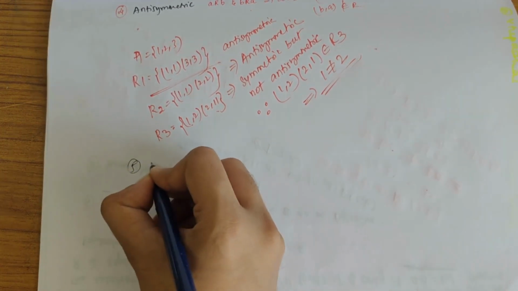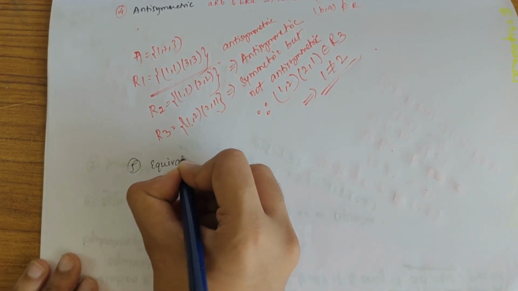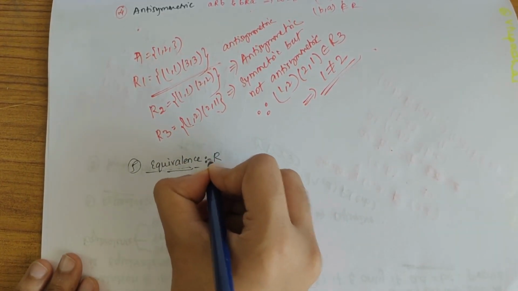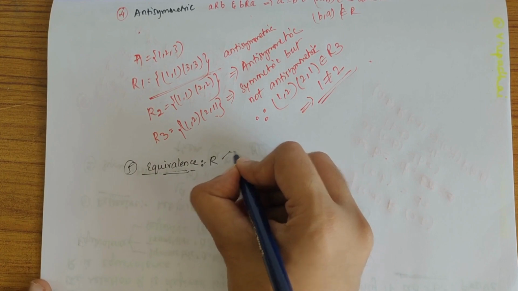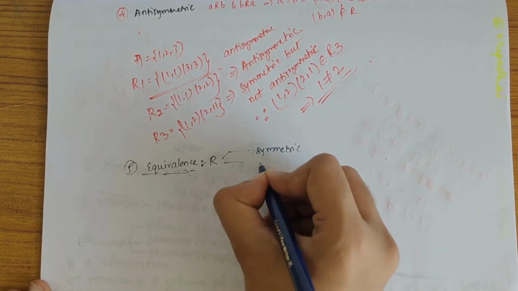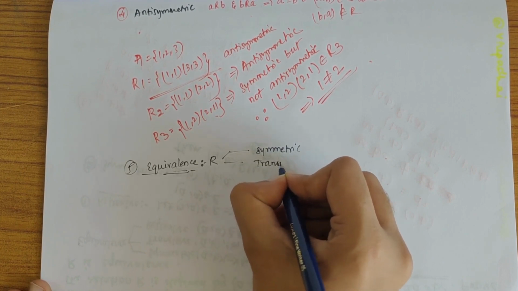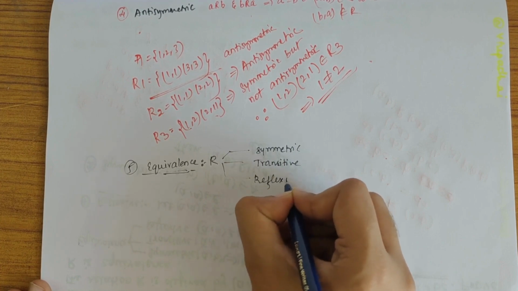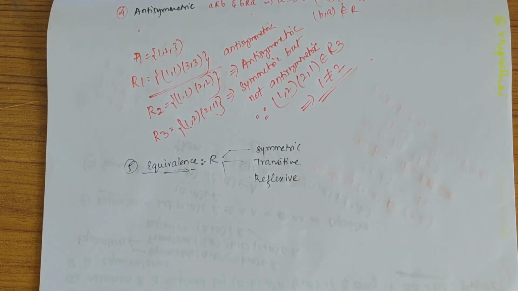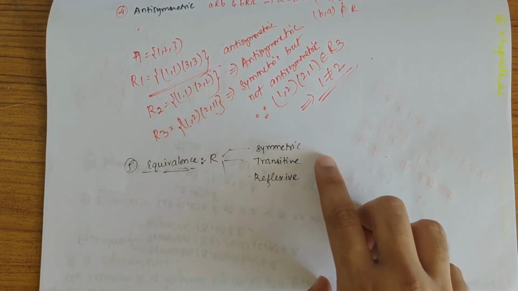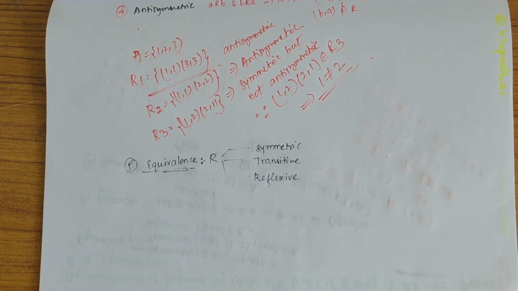Finally, we have the equivalence relation. A relation R is said to be an equivalence relation if it satisfies the conditions of symmetry, transitivity and reflexivity. In other words, a relation satisfies the equivalence condition if it is symmetric, transitive and reflexive.